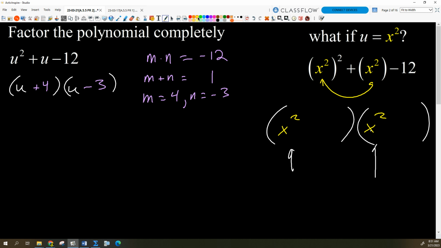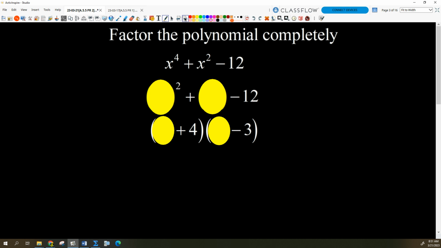The magic numbers would be the same. They'd have to do the same thing. They'd still have to multiply to negative 12 and add to 1. That's how we do it with a trinomial, right? So we're still just going to get plus 4 and minus 3, right? Okay, so we can kind of think about this. If we started off with the polynomial x to the fourth plus x squared minus 12, we would just ask ourselves, is there a way for us to break this into pieces that make it look like a regular old trinomial, right? So I can factor it.